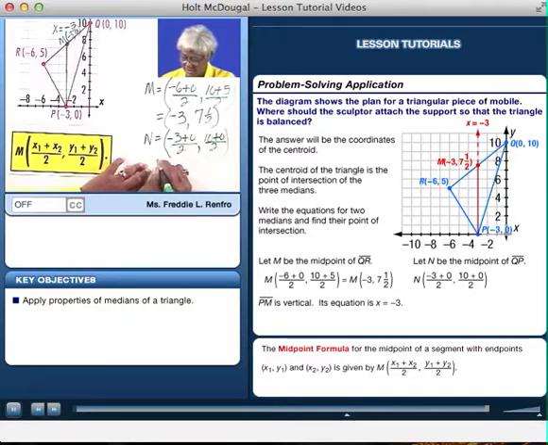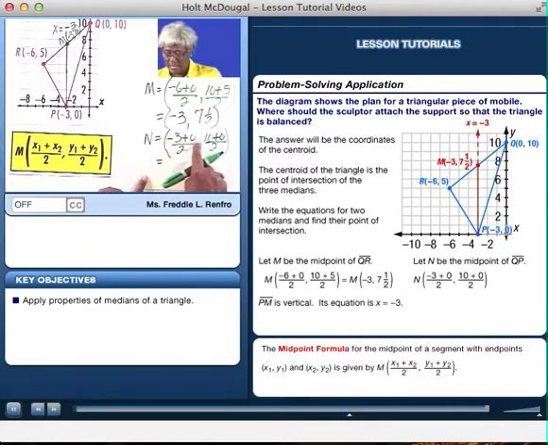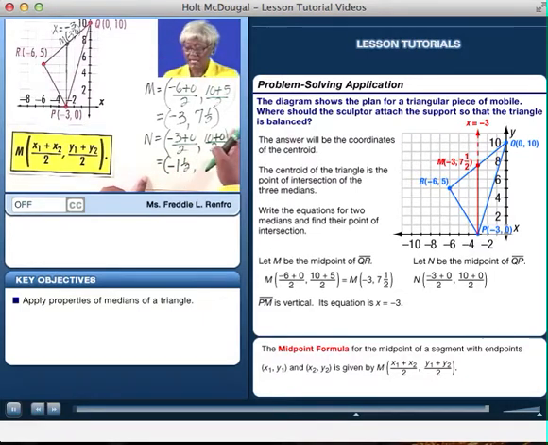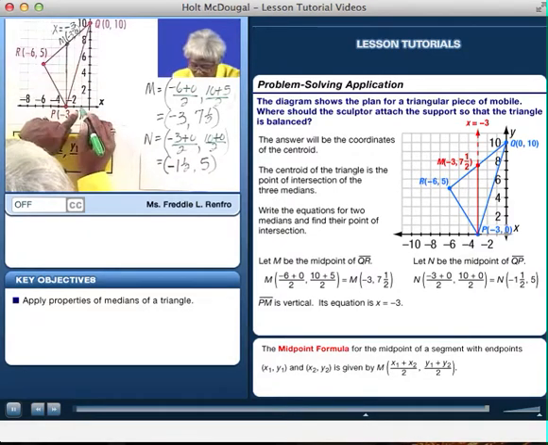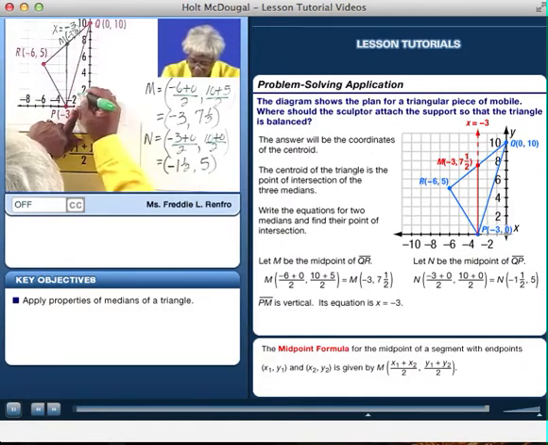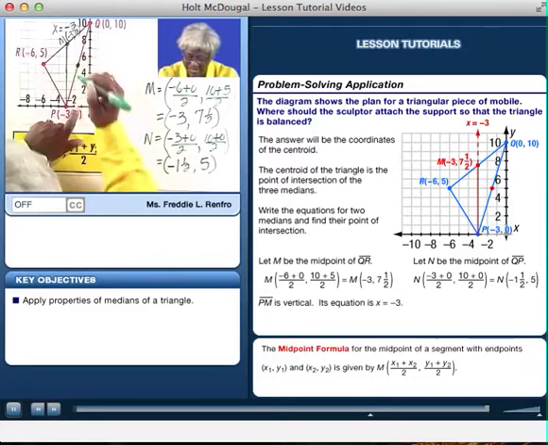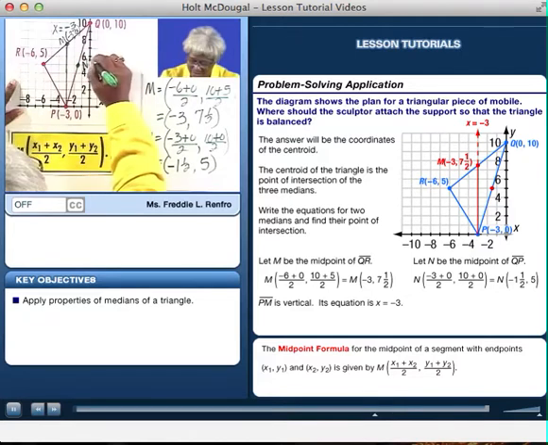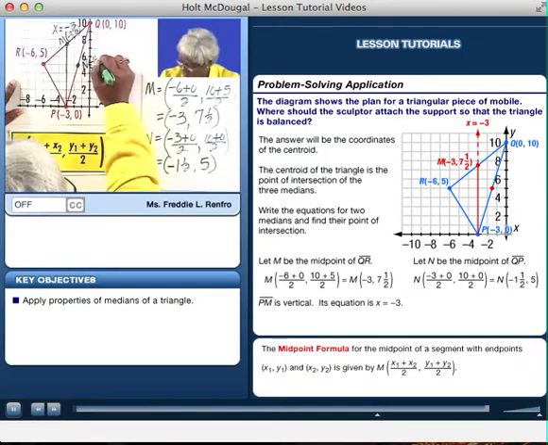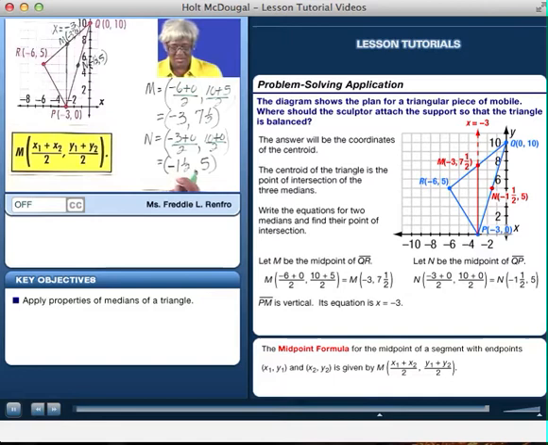Now let's simplify that. Negative 3 plus 0 divided by 2 is equal to negative 1.5, and 10 over 2 is 5. So it looks like our other midpoint, point N, is negative 1.5. I'm going to go here, and up 5. It checks. It's on that line. So let's call that point N, and the coordinates are negative 1.5, 5. Now let's draw that median.